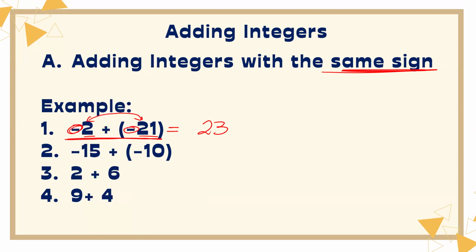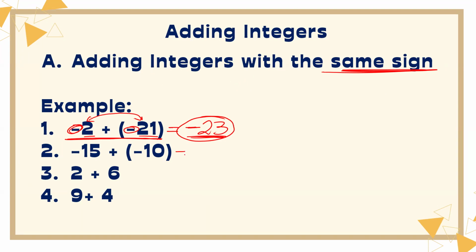Then the third step is to use the sign of the two integers. So the common sign for the two integers is negative. So we write the negative sign for the sum of the two integers. So that's how easy it is. We don't need to draw the number line anymore, and it would be less time consuming using this technique.